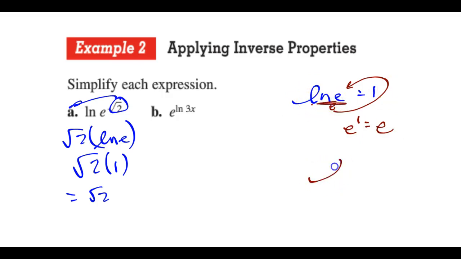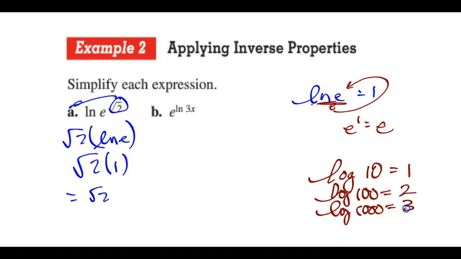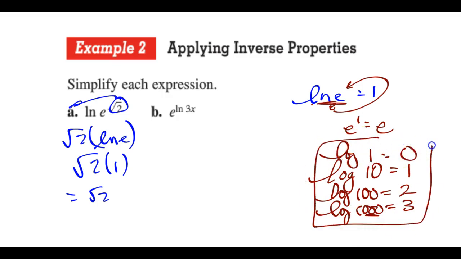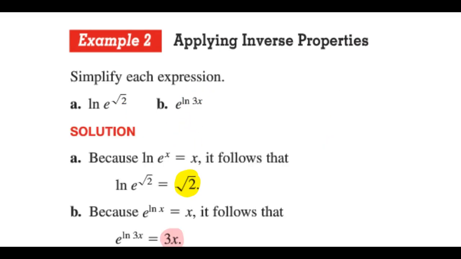e does equal 1. Just incidentally, the log of 10 equals 1, the log of 100 equals 2, and the log of 1,000, you guessed it, is 3. However many zeros there are, that's the answer. So what would be the log of 1? Yeah, 0. And the log of a negative is undefined. So however many zeros there are for log, that's base 10, that's the answer. But for natural log, we're looking for natural log of e to be 1. So for this one, the answer is just going to be 3x because the log will undo the exponent.